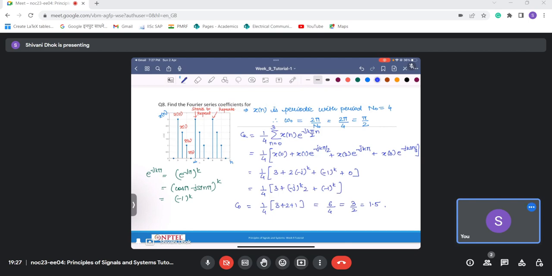Okay. If this is clear, then let us go ahead and look at the next example for the Fourier series coefficients.